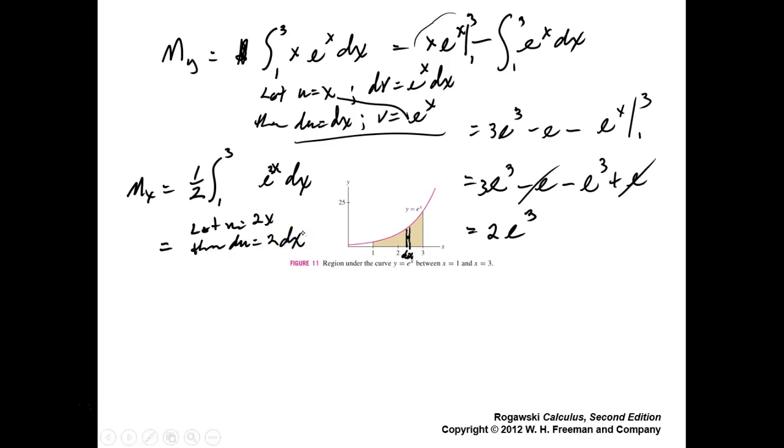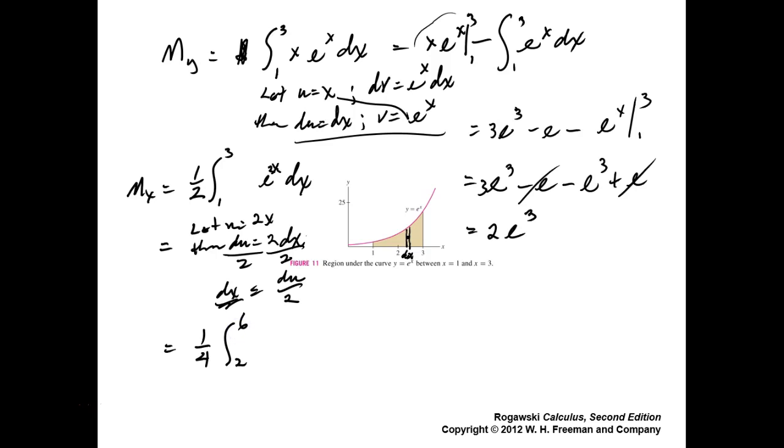Okay, but we really don't have a 2dx. We have a dx. So let's divide everything by 2. So that gives you dx is equal to du over 2, 1/2 du. So we pull another 1/2 out, and that would be a 1/4 integral. Now if u is 2x, x is going from 1 to 3, what's u going from? Two to six.